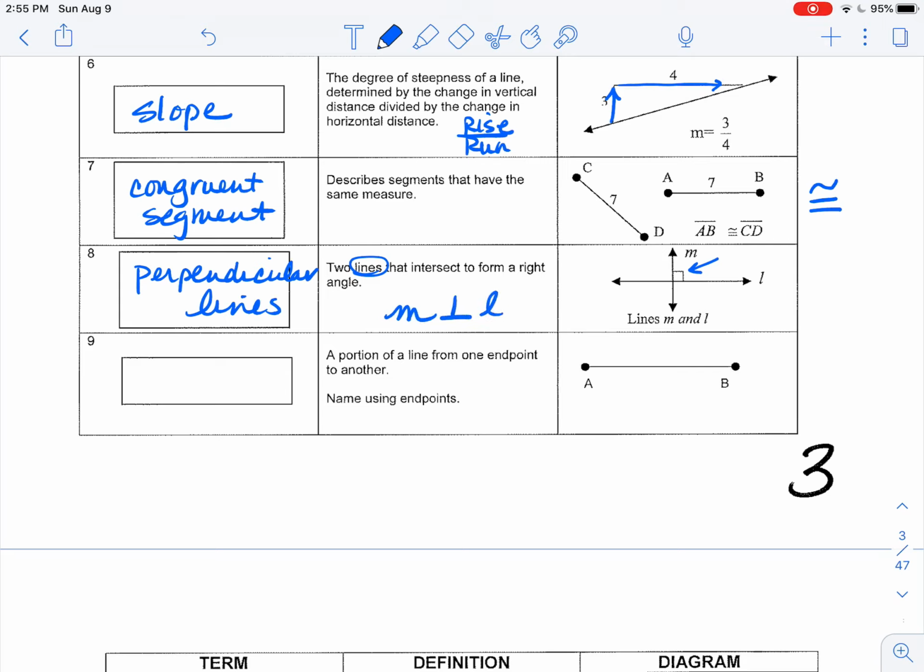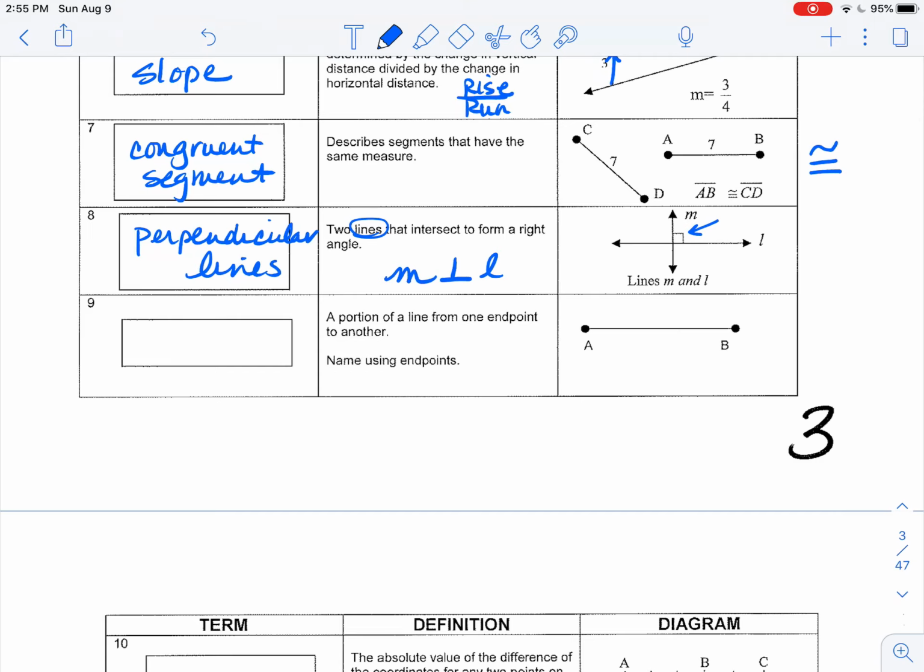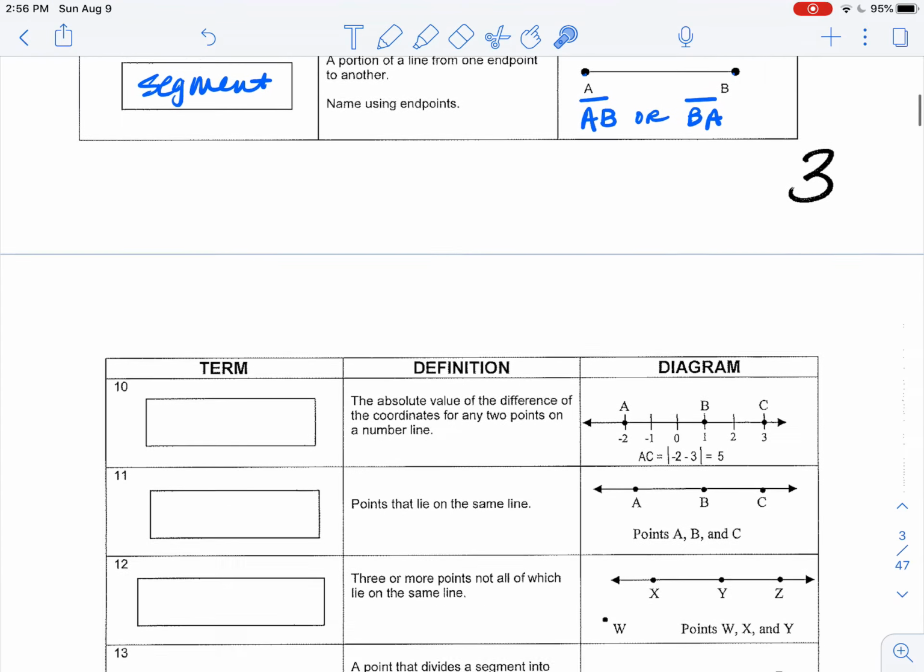Number 9, a portion of a line from one endpoint to another. And the difference here is that these are endpoints. This is a segment. And we can identify this as AB or BA. Notice the top of the points AB, that is just a little segment, as opposed to in number 2, those had little arrows on the endpoints. You've got to identify the difference.